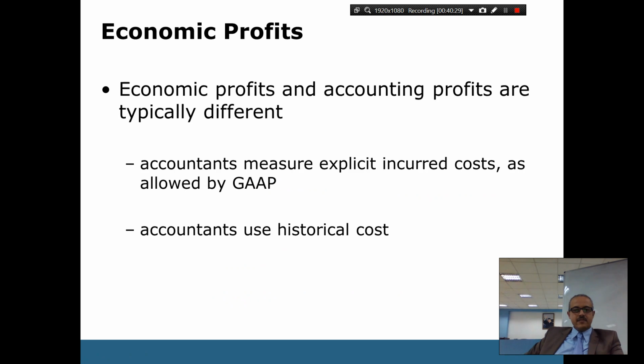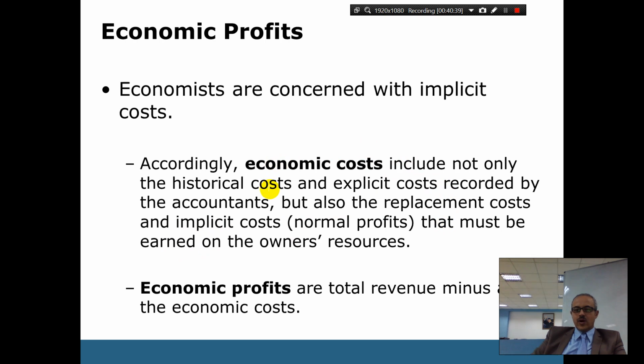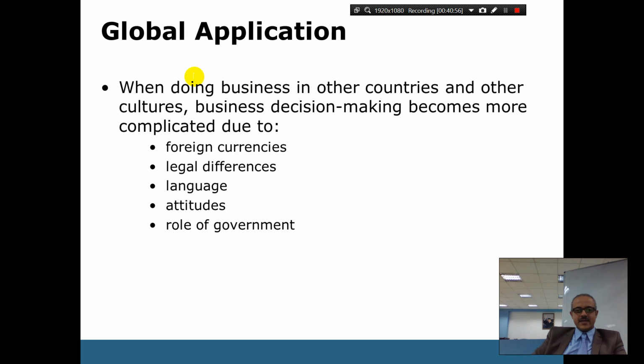And economic profit, we talked about economic profit. We said accountants only do explicit, and they only use historical cost, while economists don't. They consider not only historical and explicit, but also implicit. They also consider replacement and anything else, such as opportunity cost. And then global implications. That's the summary.